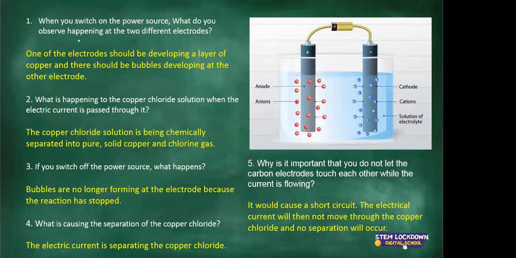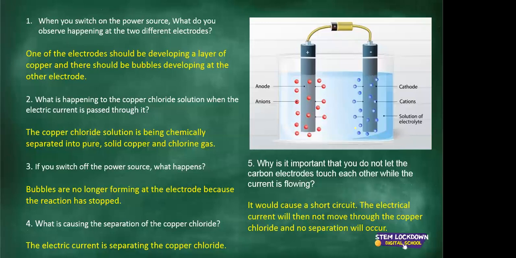When we switched on the power source, what do you think was observed at the electrodes? Let's look at this picture here. This electrode is the anode, and this electrode is the cathode. One of the electrodes should be developing a layer of copper, and there should be bubbles developing at the other electrode. So at one electrode you would get a layer of copper around it, and at the other electrode you'd get bubbles forming around it.